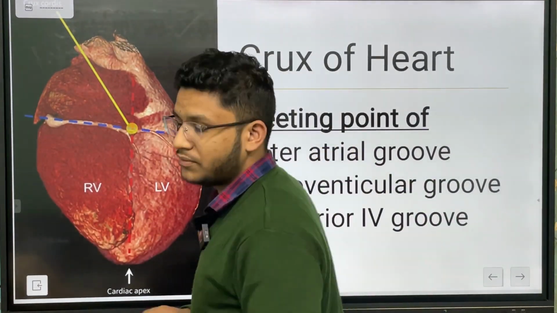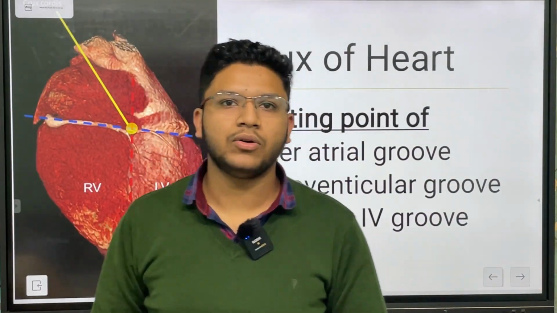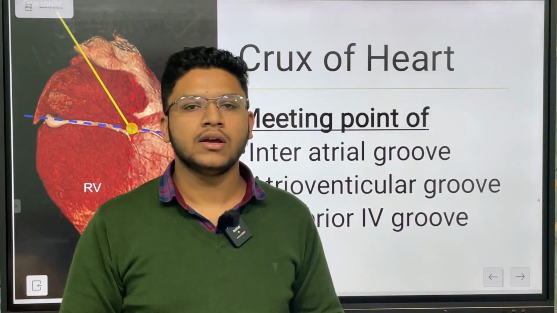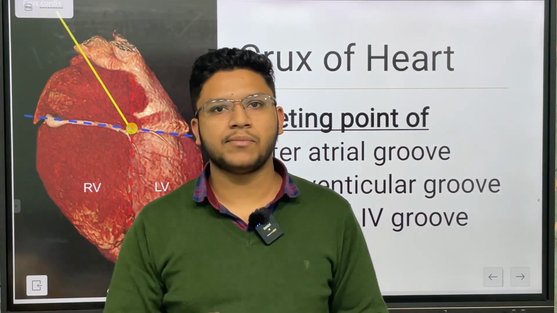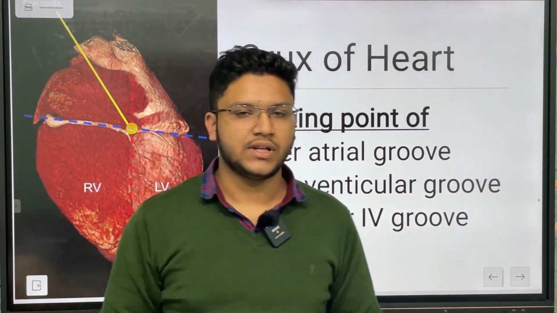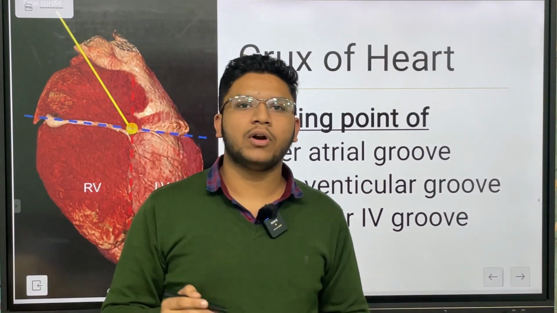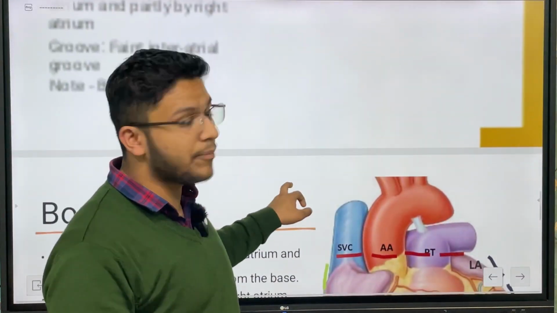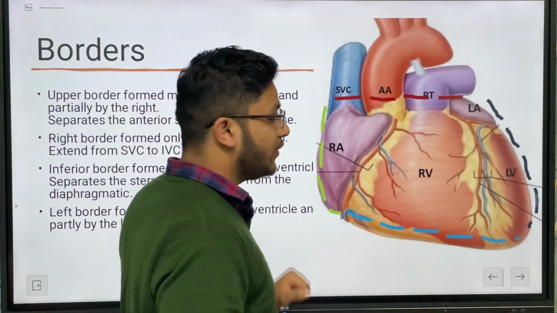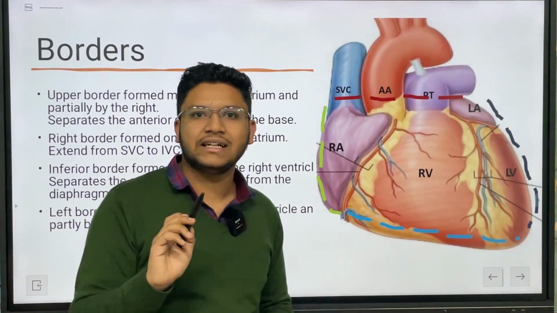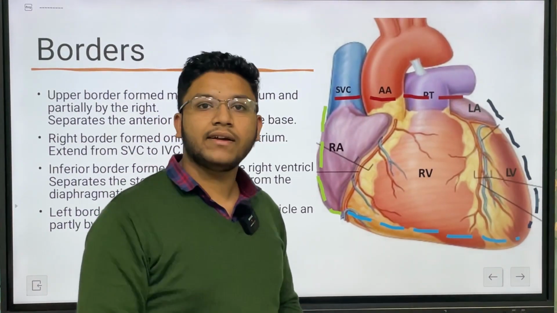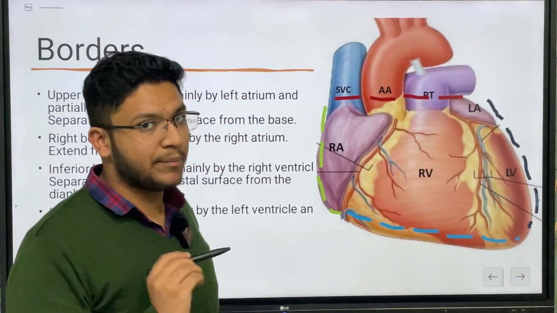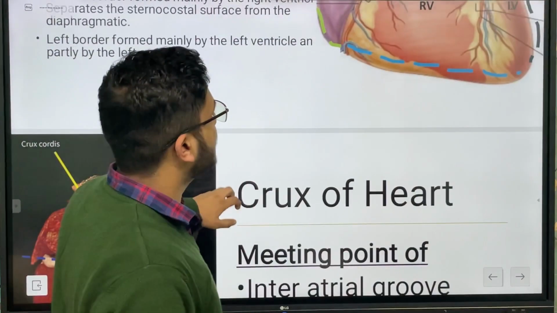So in borders and surfaces we discussed the sternocostal or your anterior surface, your diaphragmatic surface, your right surface, your left surface, and posterior or base surface. And in borders we discussed the right border, left border, upper border, and your inferior border. The inferior border is important because its extension is important. It is extending from the opening of IVC into the right atrium to the apex of the heart. So this is all about the borders.